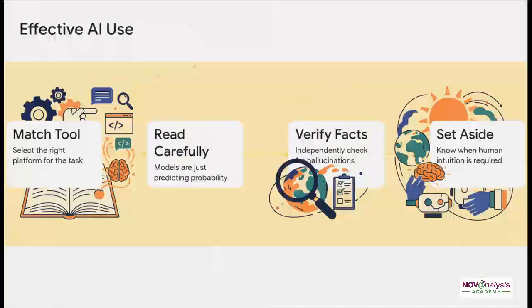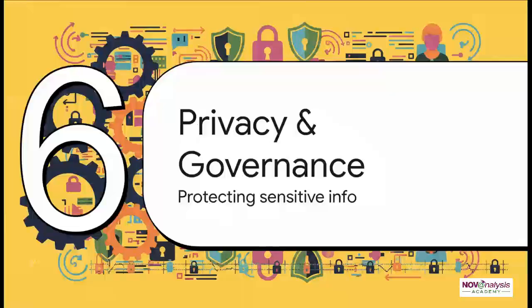Now, the professionals who extract the absolute most value from these platforms, they don't blindly trust them. They actually follow a strict internal process to maintain critical distance. First, they purposefully match the specialist tool to the specific task. Second, they read the outputs knowing full well the model is simply predicting probability, not stating absolute truth. Third, they independently verify facts to catch those inevitable hallucinations. And crucially, number 4, they know exactly when a task requires nuanced human intuition and they just set the AI aside entirely.